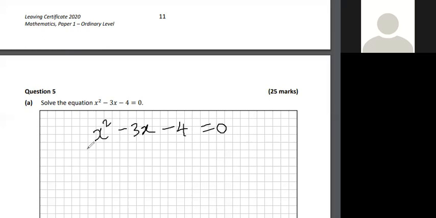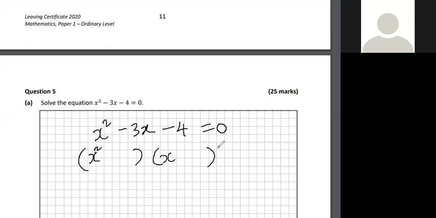So if you have only 1x squared given to you, all you need to do is open the two factors, open the two brackets, and put x here and x here. The reason is if you multiply x and x, you're going to get x squared.